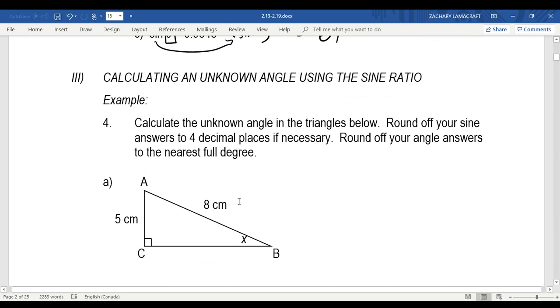Cool. We got 2 questions left. So it says calculating an unknown angle using the sine ratio. Calculate the unknown angle in the triangles below. Round your sine answers, just like we do with tan, to 4 decimal places, and round off your angle answers to the nearest full degree. My first question to you is, what is our little acronym we're going to use? So, SOH, always write that thing in there.